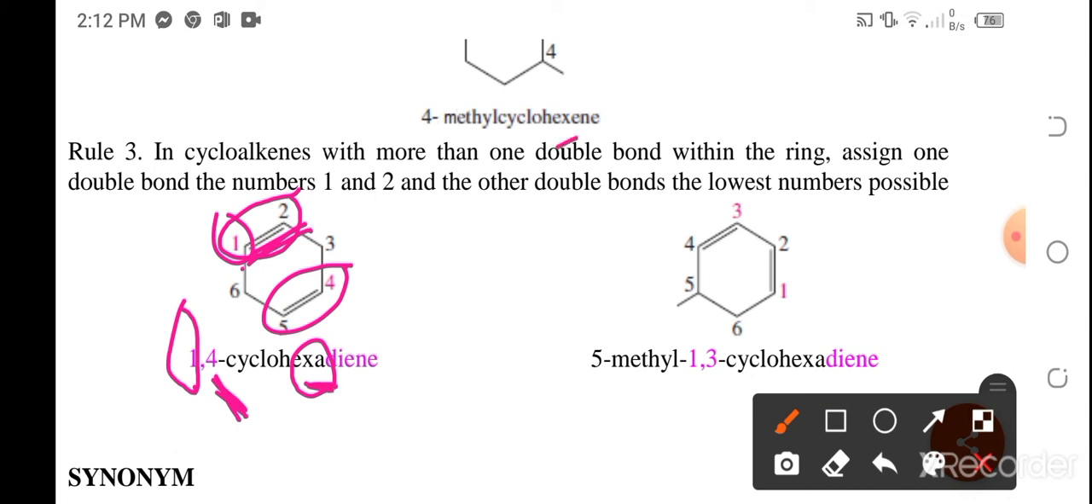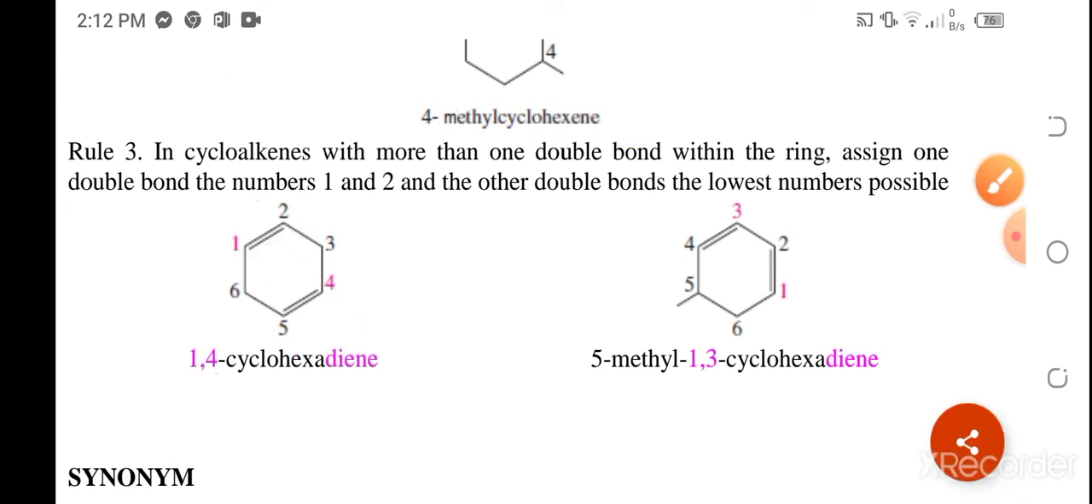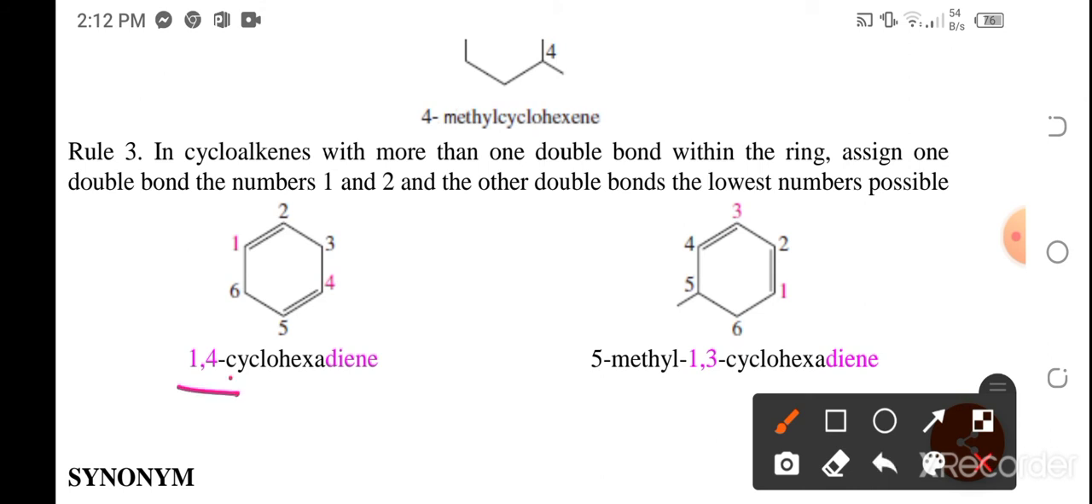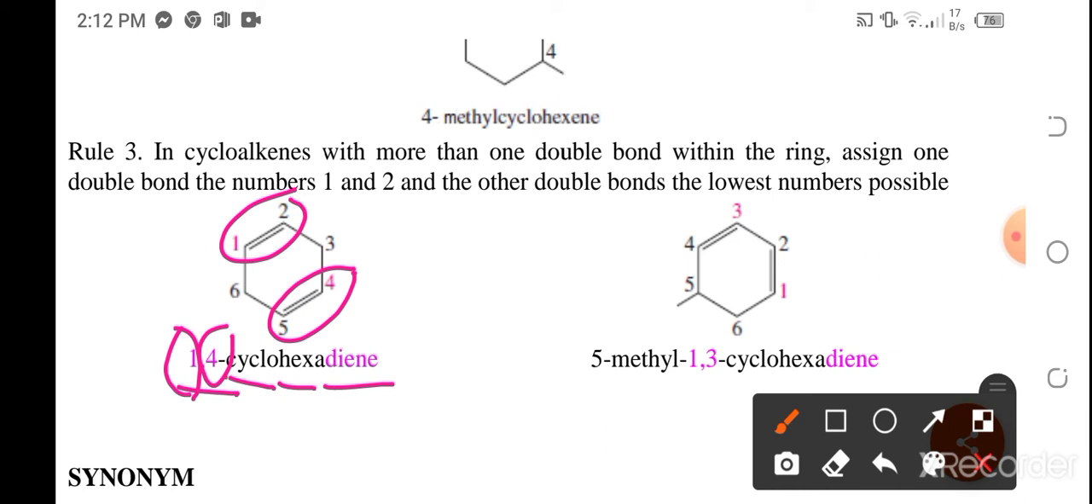Kasi kanina dito, hex, walang A dito sa hexene. But just to make it sound nicer, we are retaining the A, and then we are adding the di to denote that there are 2 double bonds. So, therefore, this will be named as 1,4-cyclohexadiene. The 1 followed by the 2, there's the double bond. The 4 and then the 5, it bears the double bond. Cyclo, meaning that the 6 carbon atom is forming a ring. Di means there are 2 double bonds. E and E denotes 2 double bonds pa rin.